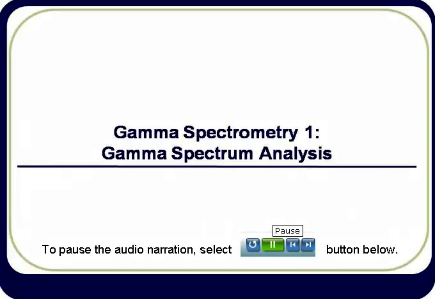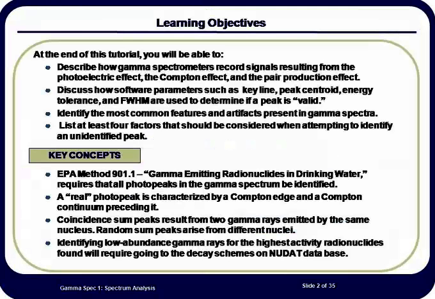In this module, we will apply the concepts that were discussed in Module 4.1, Interactions of Radiation with Matter. At the end of this module, you should be able to describe how gamma spectrometers record signals resulting from the photoelectric effect, the Compton effect, and the pair production effect.